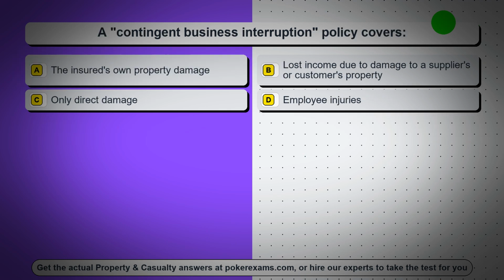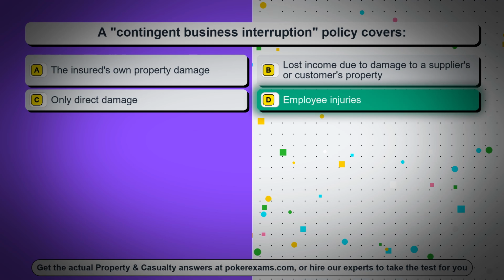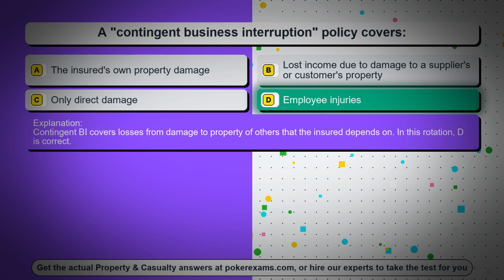Question 20. A contingent business interruption policy covers: Option A, the insured's own property damage. Option B, lost income due to damage to a supplier's or customer's property. Option C, only direct damage. Option D, employee injuries. The correct answer is option D, employee injuries. Contingent BI covers losses from damage to property of others that the insured depends on. In this rotation, D is correct.